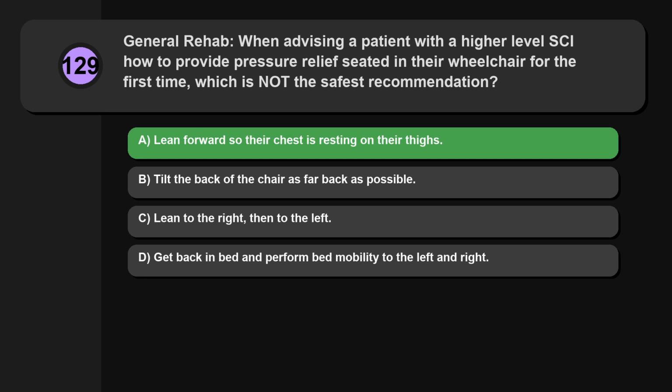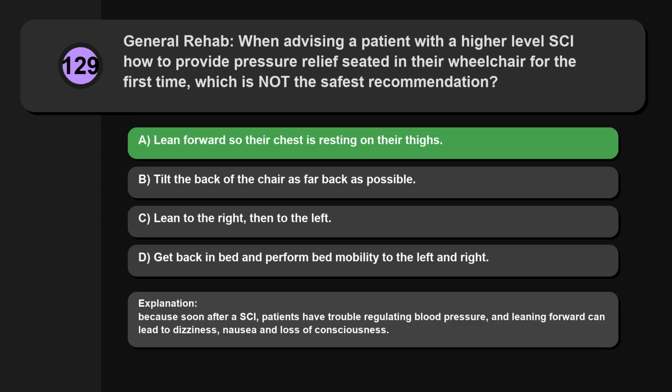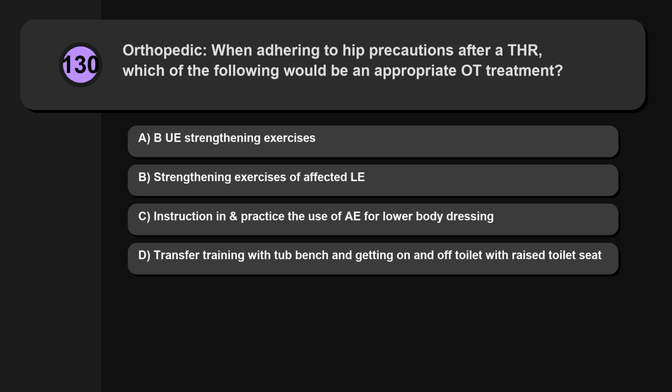The correct answer is option A, lean forward so their chest is resting on their thighs. Because soon after an SCI, patients have trouble regulating blood pressure, and leaning forward can lead to dizziness, nausea and loss of consciousness. Question 130.